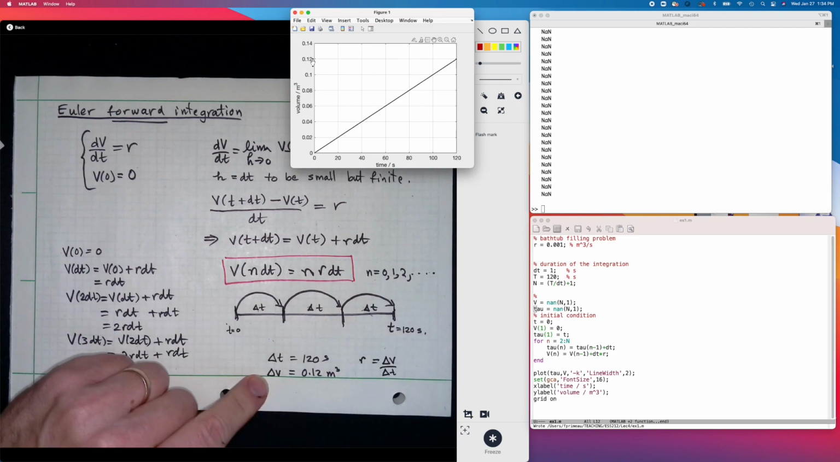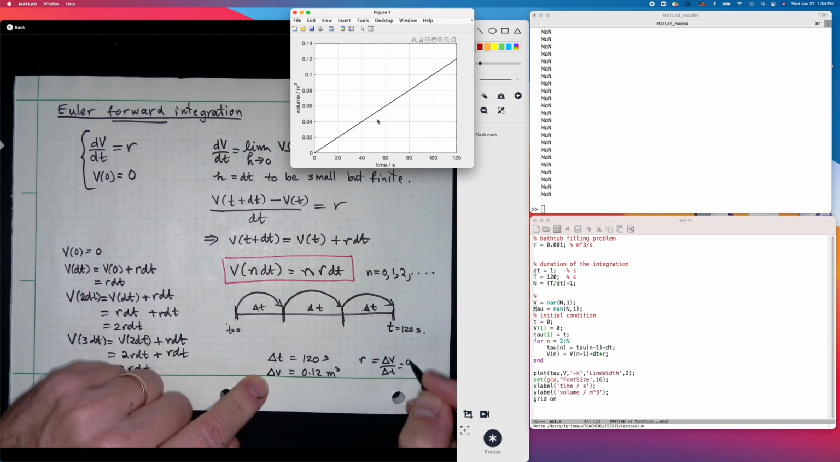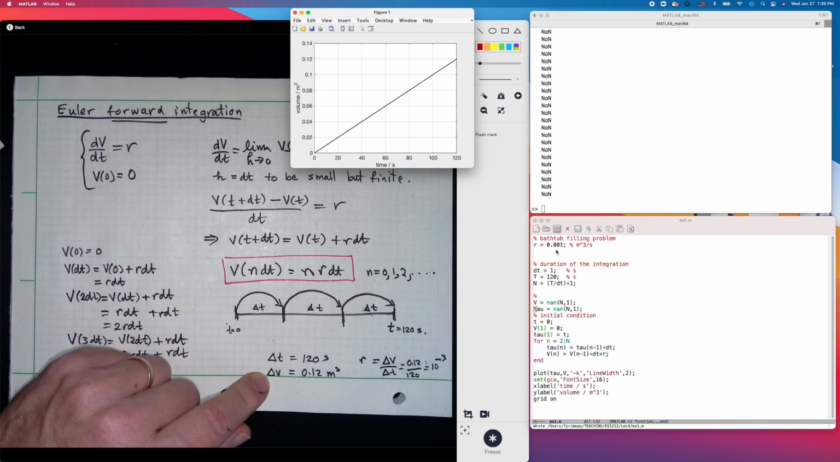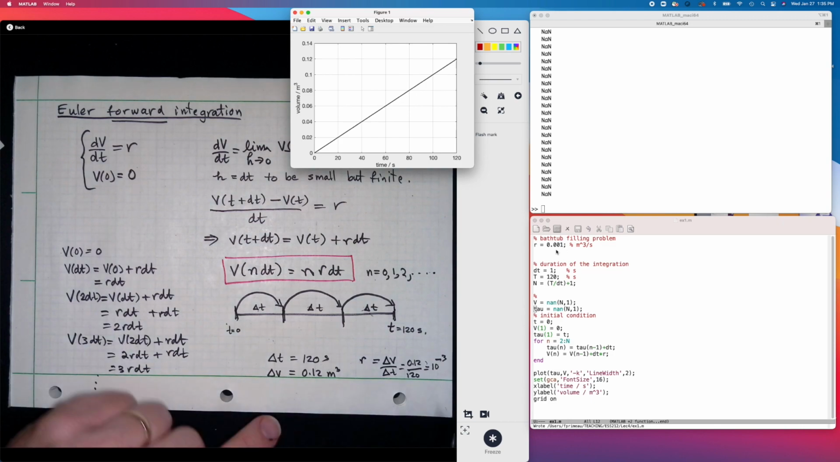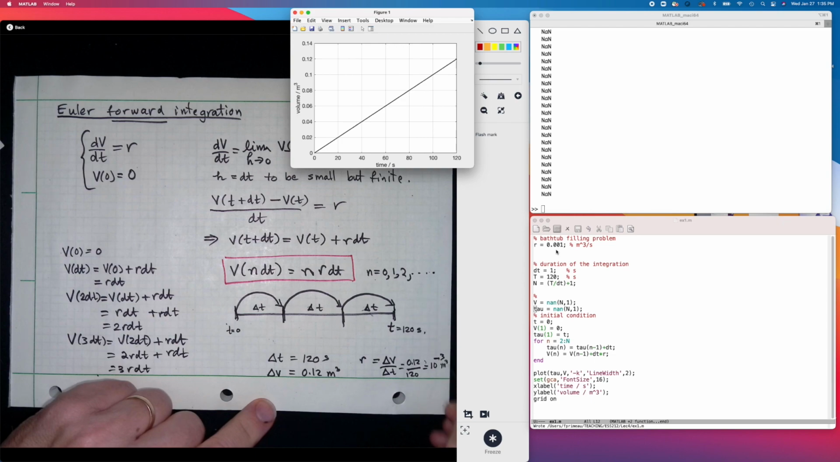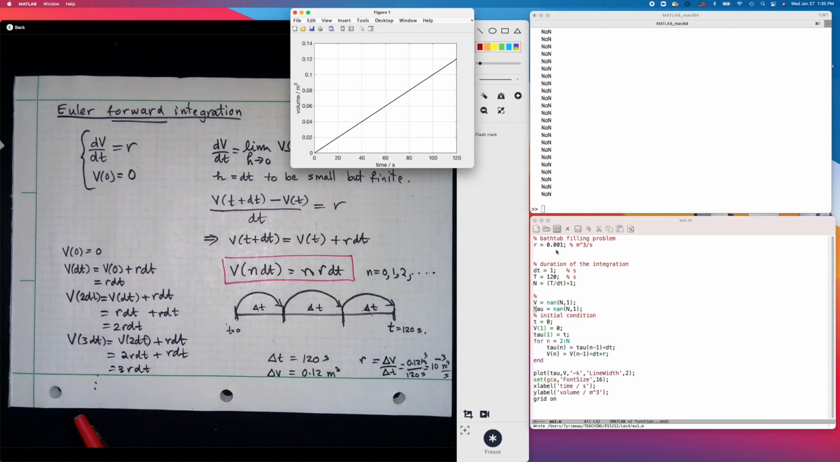And since r is a constant, and you see that the slope is a constant through the whole integration, that's 0.12 divided by 120, which is equal to 10 to the minus 3, which I think is what I picked. Yes, r is 10 to the minus 3, and these are the units: it's meters cubed per second. All right, so that's the first example.